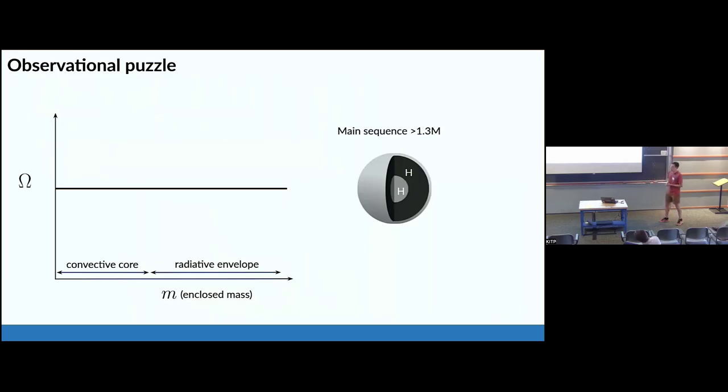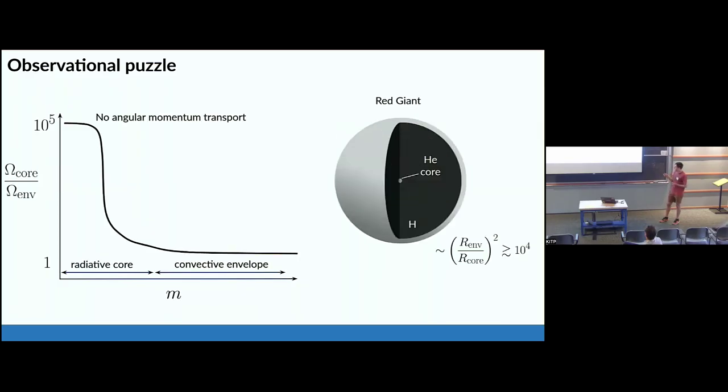So stars from 1 to 2 solar masses, where we actually have a lot of astroseismic data, we can infer their interior rotation rates. So the basic puzzle is as follows. On the main sequence, these stars are roughly uniformly rotating. They have convective cores and radiative envelopes. And then when they go into the red giant branch, the helium core contracts, and the red giant envelope expands. And if it were to conserve angular momentum, the core would start rotating up to 100,000 times faster than the envelope. Okay.